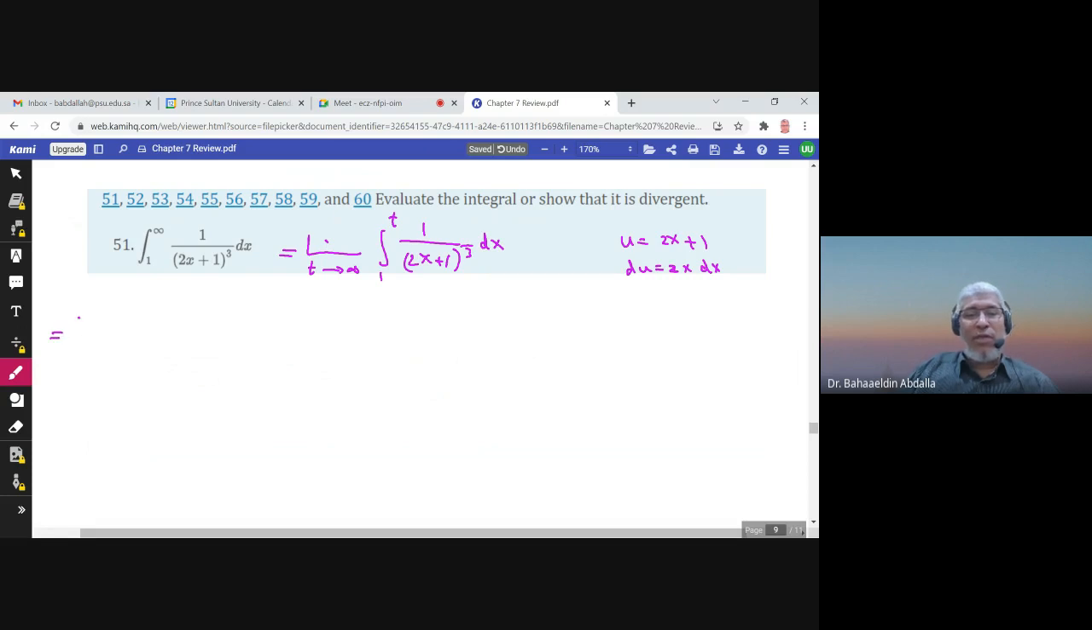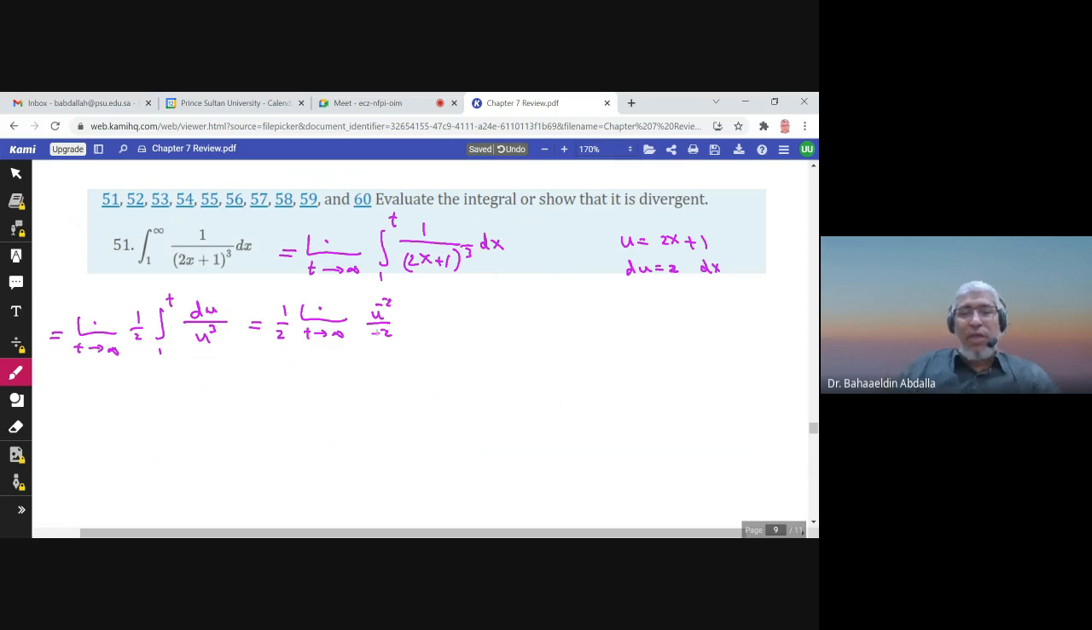Then I can write it half integral 1 to t, and no, not 2x, just 2, okay, because the derivative of 2x is 2. So 2 dx, I can write it du, and 2x plus 1 is u, so u cube. If you want, you can take the half outside even the limits. And now this is u to the power negative 3. The integral is u to the power negative 2 over negative 2.